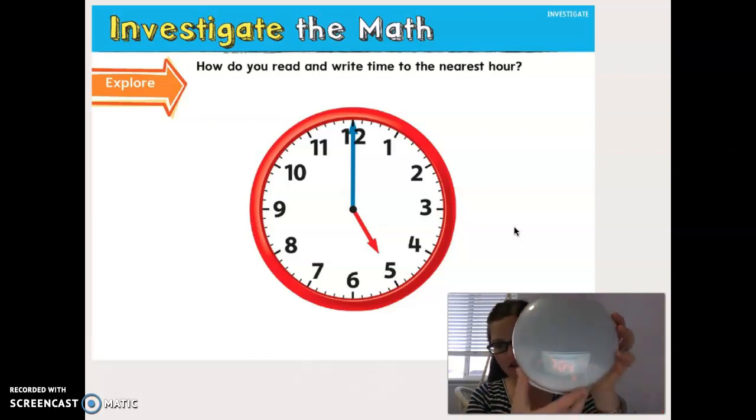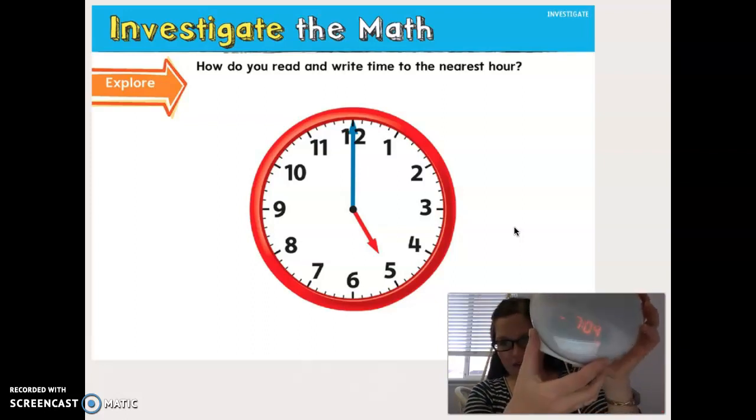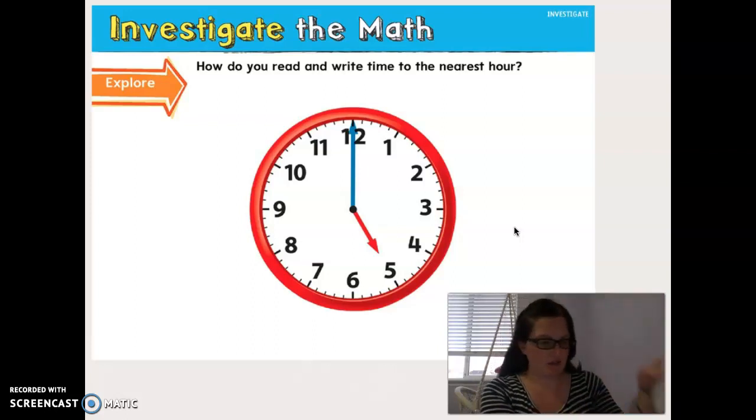Mine's also a light, so you can see the light turning off there. A digital clock shows the time written out in numbers. Okay, so that is the difference. They both tell the exact same time, but they tell it in different ways, and we need to be able to know how to read both and how to convert one to the other.